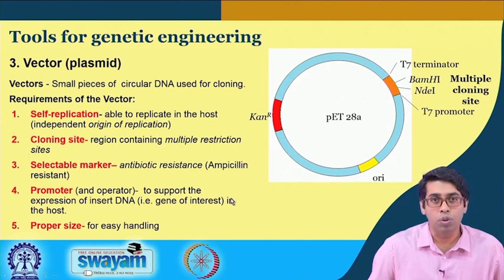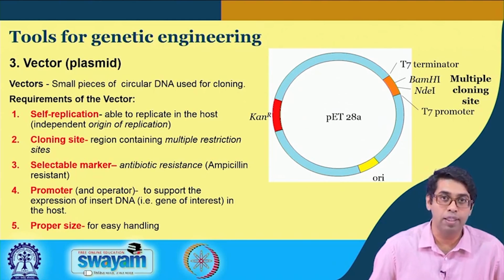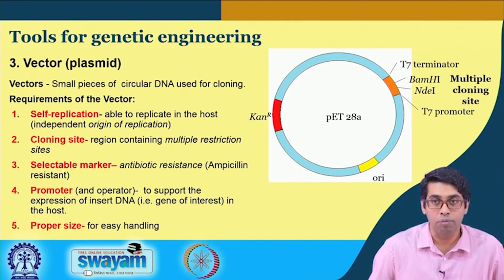Then to express your protein, you need promoters. Those are also coded here, and the size of this plasmid is also designed in such a way that it is easy for proper handling, because if the DNA is too big, then there is a chance of breaking it when you are handling it, because of mechanical agitation.